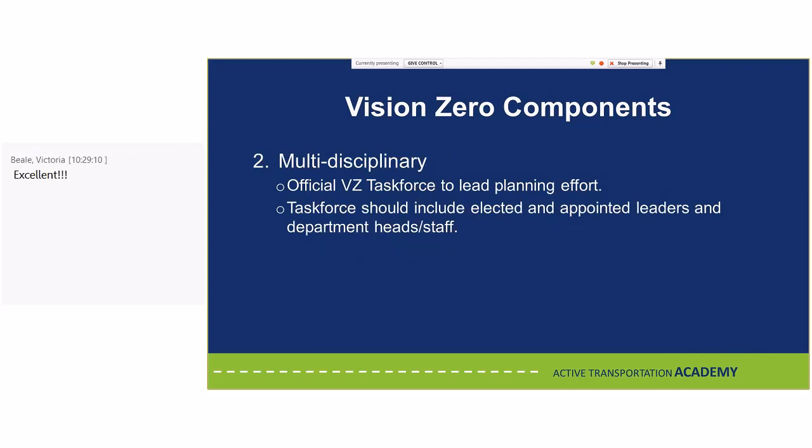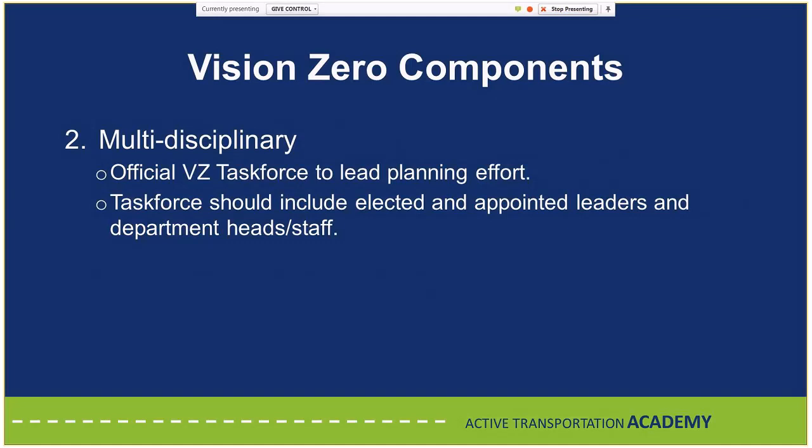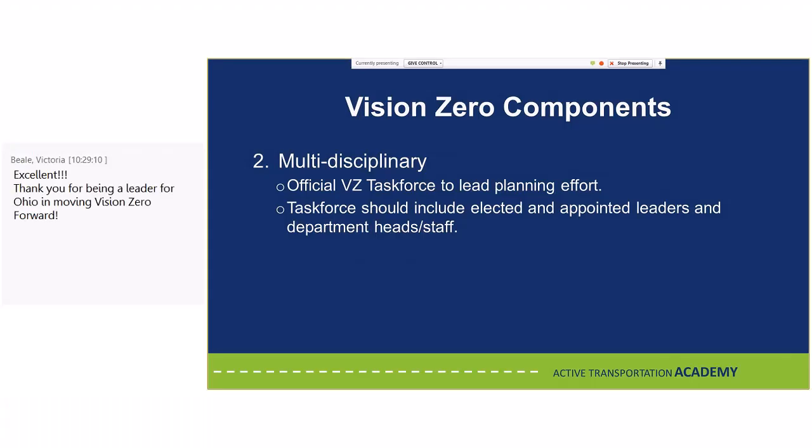The second component is that Vision Zero needs to be multidisciplinary. So that means creating an official city or community Vision Zero task force or leadership committee, charged with leading and planning the efforts for Vision Zero. It should include high-ranking representatives from the mayor's office, police, transportation, public health, and other departments that interact with infrastructure, such as fire, public works, et cetera.